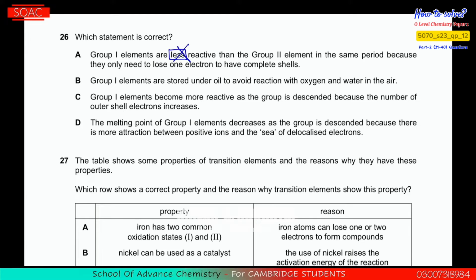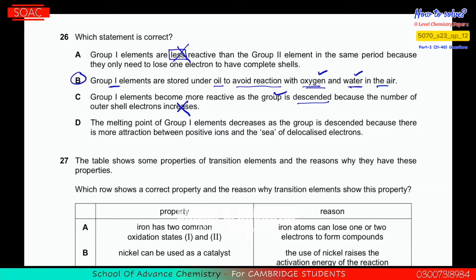Option B, group 1 elements are stored in oil to avoid reaction with oxygen and water in the air. Yes, it is true. Because they are highly reactive elements, they are stored under oil to avoid reaction with oxygen and moisture. So B is the correct option. However, let me check C and D as well. Group 1 elements become more reactive as the group is descended because the number of outer shell electrons increases. Group 1 becomes more reactive as we move down the group, yes, that is true. But the number of outer shell electrons remains the same, not increasing.